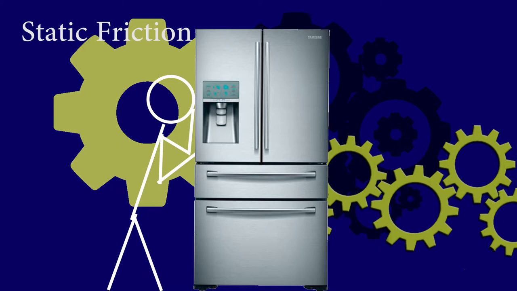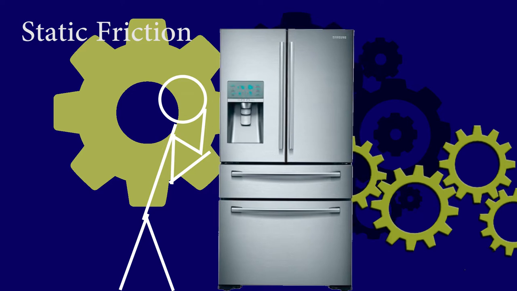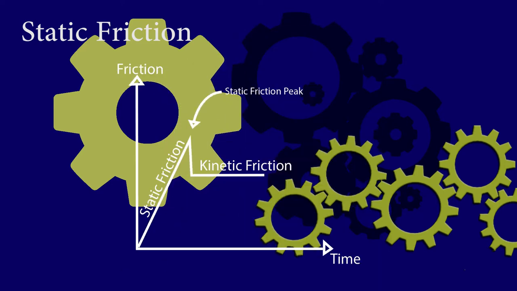Then the refrigerator starts moving and you can ease up a little bit. That's because the force of static friction is more than the force of kinetic friction. Well, sort of. It actually looks like this. That straight line, well, it's an inclined line, leading up to the point is all equal to static friction. No matter where you put yourself on that line, you're in static friction.